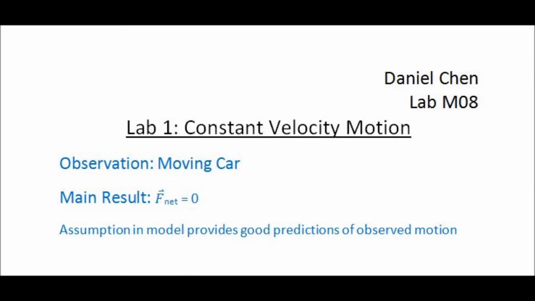I took a video of a moving car and modeled it in VPython. My main result from applying Newton's second law was that by setting fnet equals 0, the model provided good predictions of observed motion.